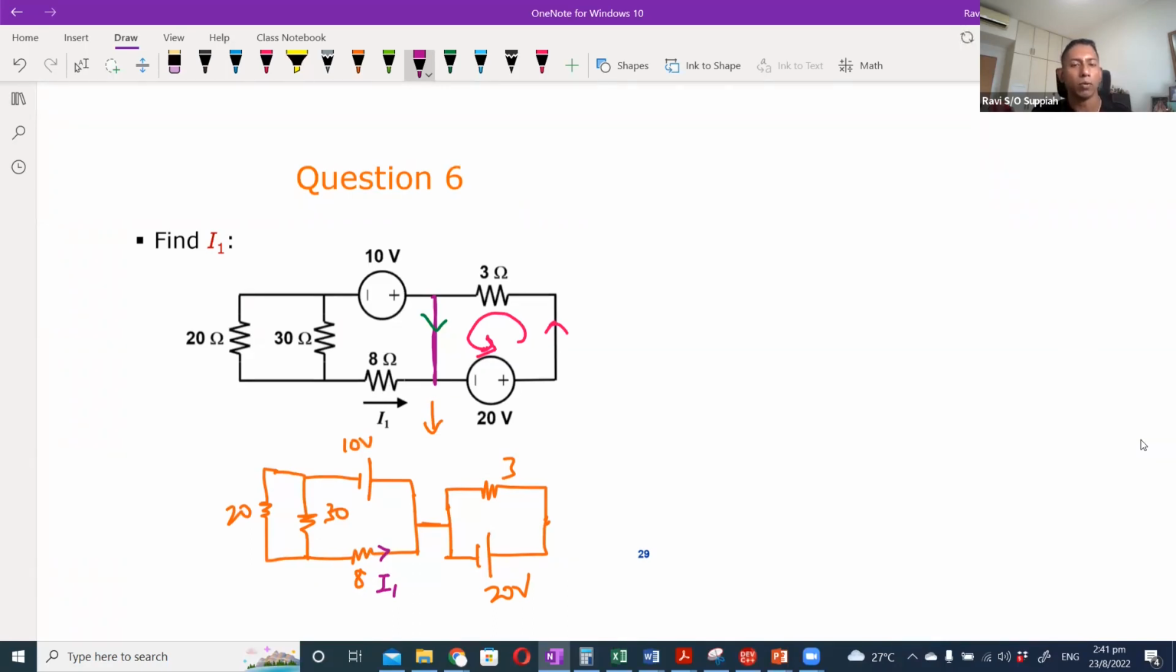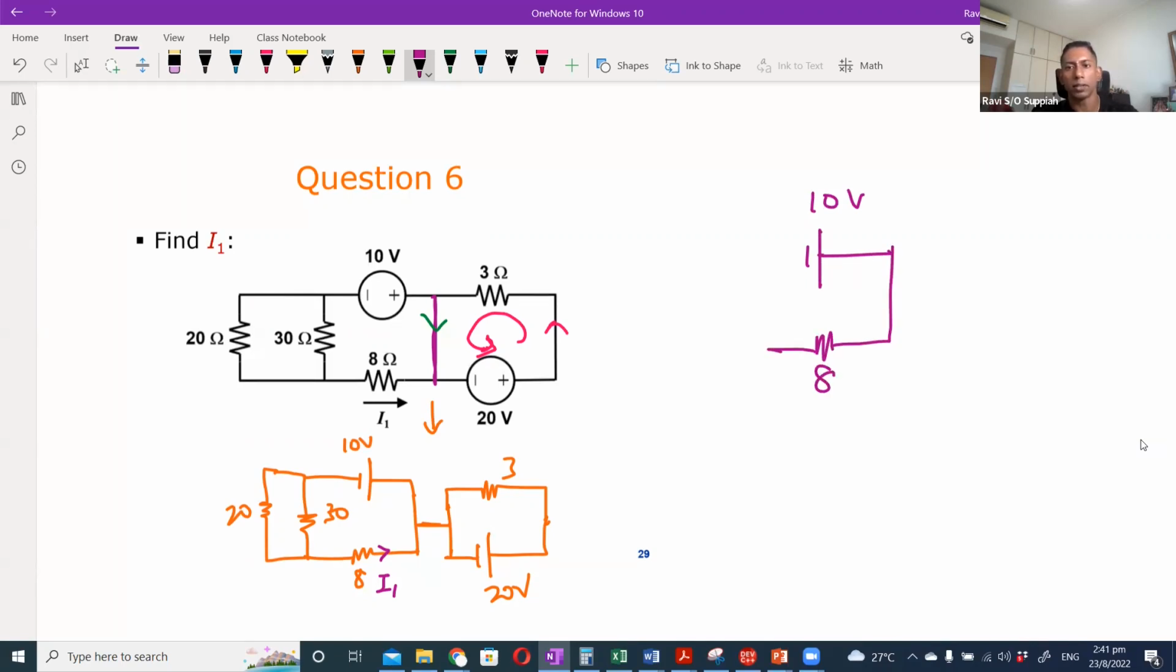I1 only flows through a part of the circuit connected to the left hand side, so you do not need to worry about the right hand part of the circuit. You just need to focus on the left hand part. Let me redraw it over here. So I have 10 volts.